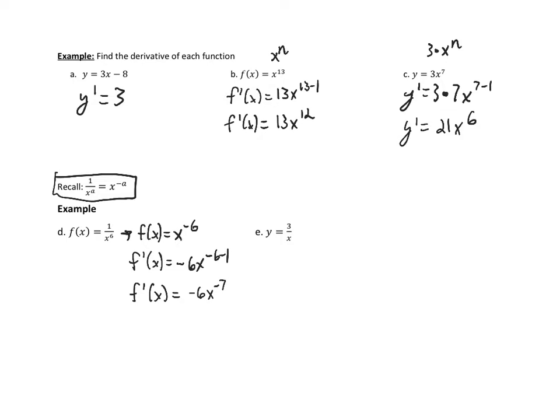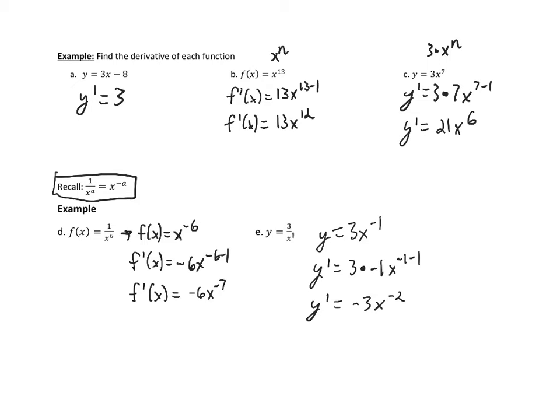For E, what we should notice is that there's really an invisible 1 on this x. So I can rewrite this function y as y equals 3x to the negative 1. And then now we have a constant times some function. So to do y prime, I would say that equals 3 times, and then when we take the derivative of x to the negative 1, we drop that negative 1 down, x to the negative 1 minus 1. So y prime equals negative 3x to the negative 2.